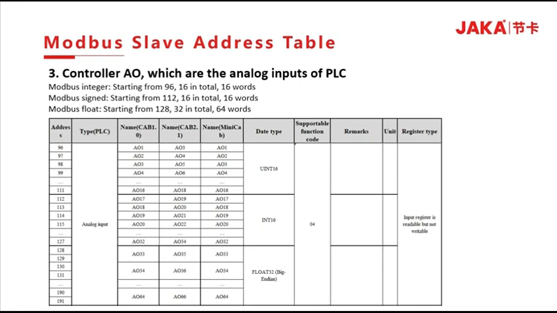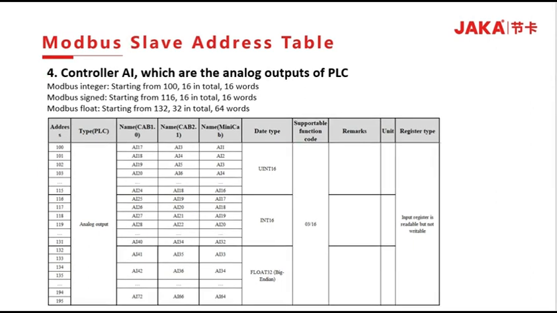The third one, the controller AO, which are the analog outputs of the PLC. Modbus Integer is starting from address 96 and there are 16 in total. Modbus Sign is starting at address 112, 16 in total, and the Modbus Float is starting at address 128 and 32 in total.